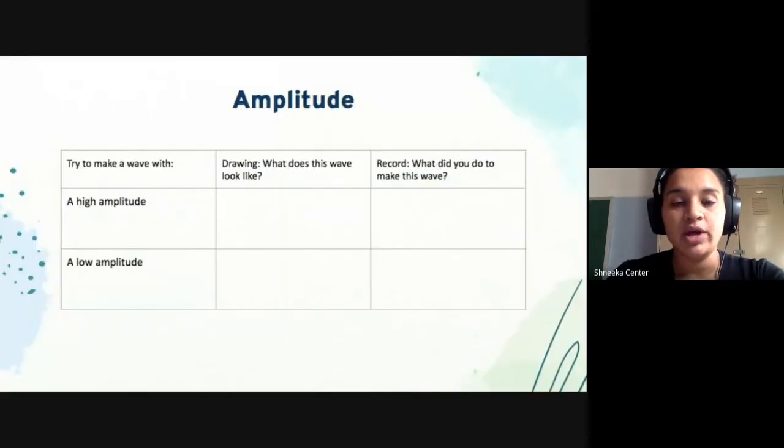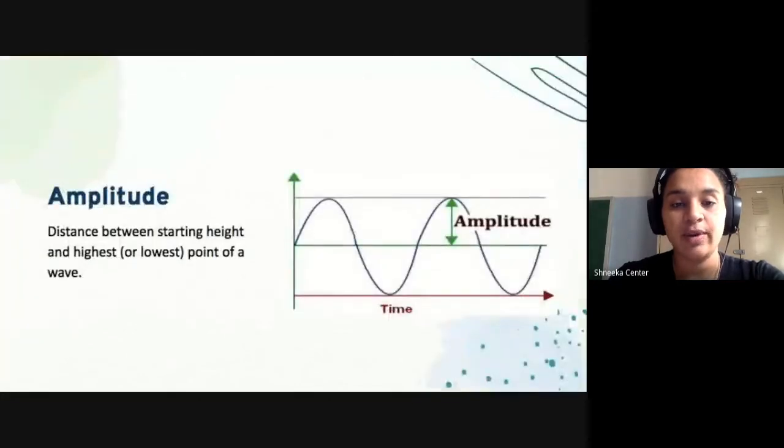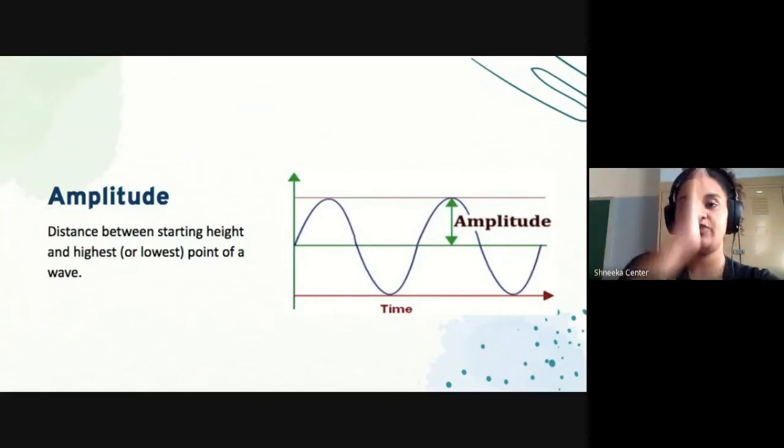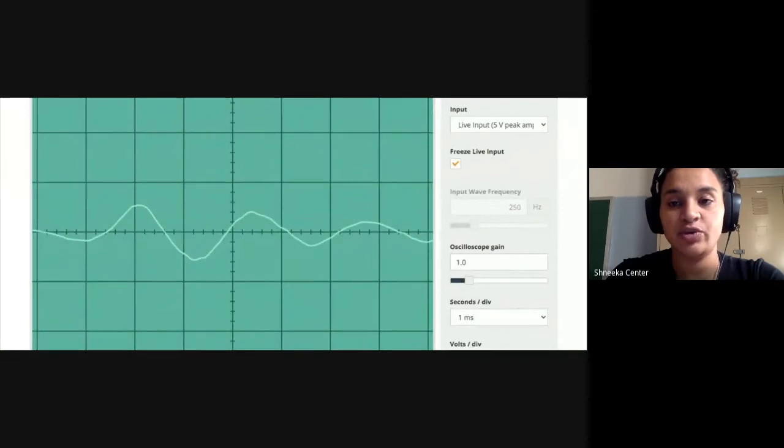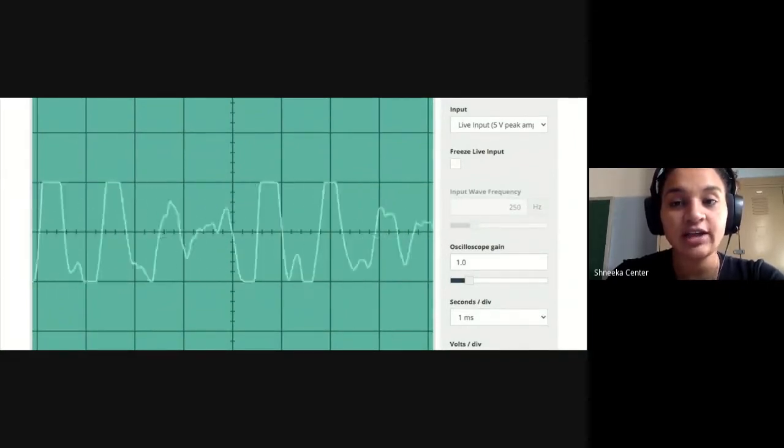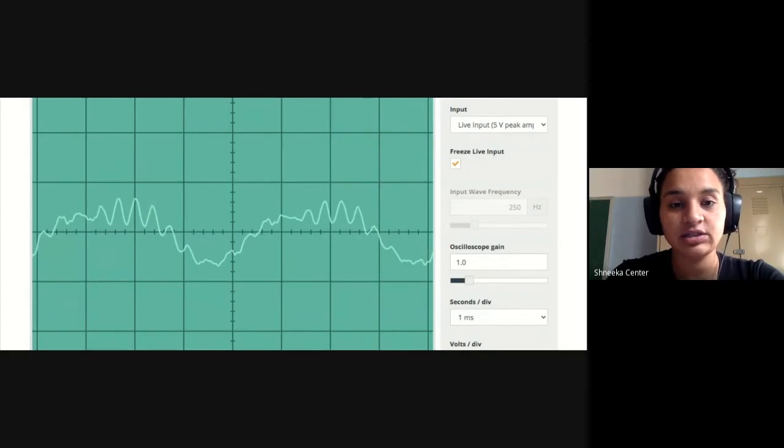The first thing we want to figure out how to do is create a wave with a high amplitude. So if you remember, amplitude is the space between the highest or lowest point. So in my mind, I want my wave to look like this. So let's see what type of voice I'm going to need to do to make that wave. So I'm going to unfreeze, and then I'm going to talk really loudly and see if that works.